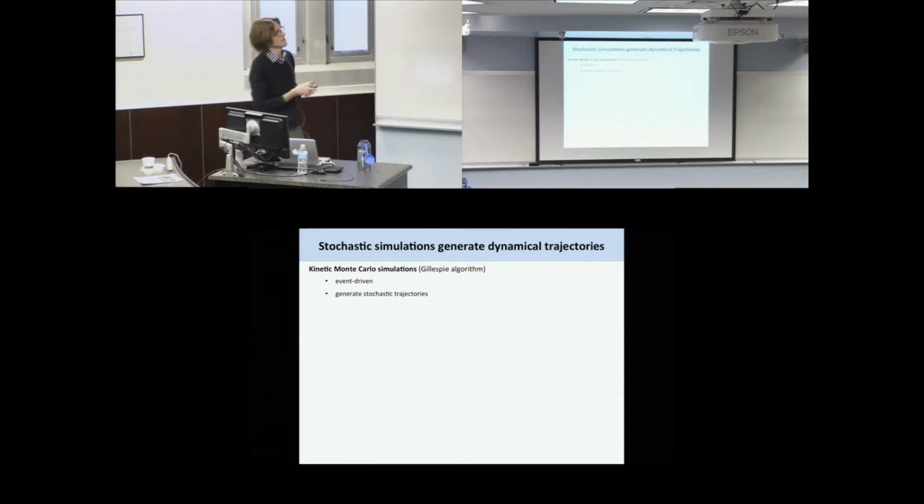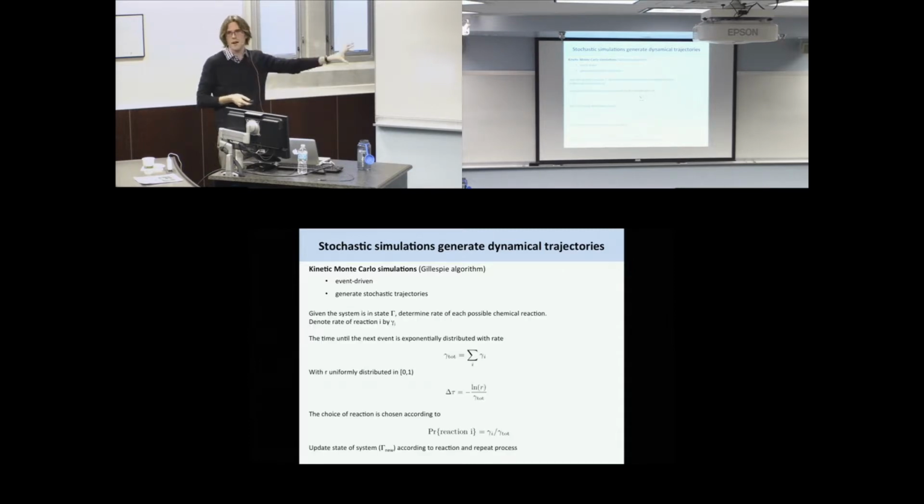We use kinetic Monte Carlo methods. This is common in statistical physics. In the biology world, this is often called the Gillespie algorithm. This is event-driven, so this is the continuous time aspect, which we'll get to in a minute. Each simulation will generate what we'll call a stochastic trajectory, one possible realization of the system that's consistent with the stochastic dynamics. Let me walk you through how the algorithm works.